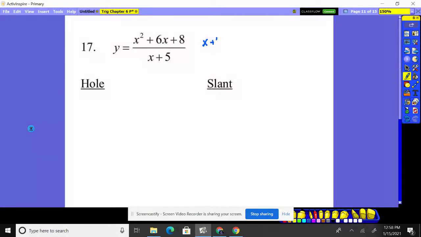Does anybody cancel out? x plus 4, x plus 2 over x plus 5. Does that x plus 5 cancel out with anybody? No. Therefore, there is no hole here. There's not going to be one. However, there will be a slant because the top is 1 degree higher than the bottom. And to find that slant, we must do the division.